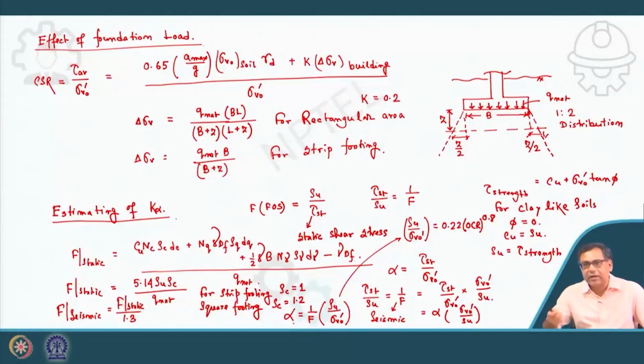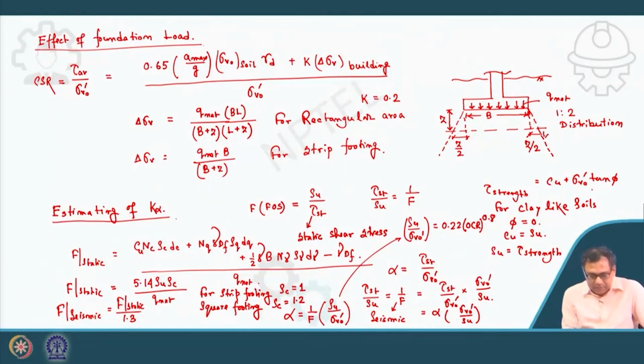For the strength, there will be Cu and sigma V dash tan alpha, both will be present. But as we are discussing clay or sand, we are taking Su as 0 for one case and phi as 0 for another case. If they both are present, then you have to consider both. Okay. So now this way, first you calculate the static factor of safety.